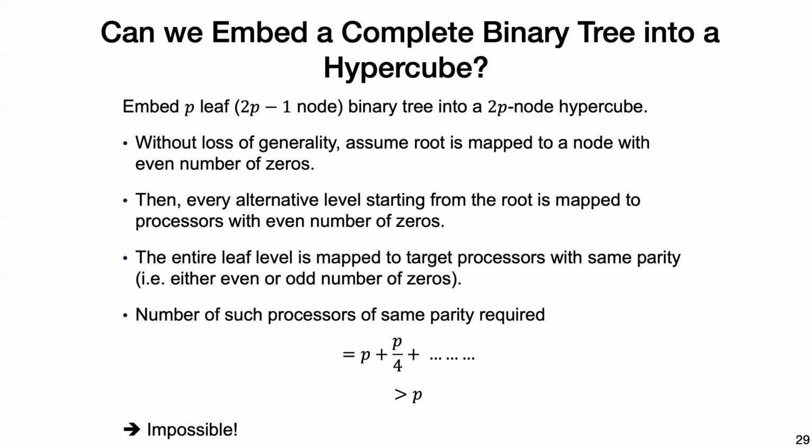Does that make sense? But there was an assumption in here, which is that we had to map every level to the same parity. We don't necessarily have to, so maybe we can relax the assumption and do some kind of mapping where some even processors and some odd processors can be at every level.